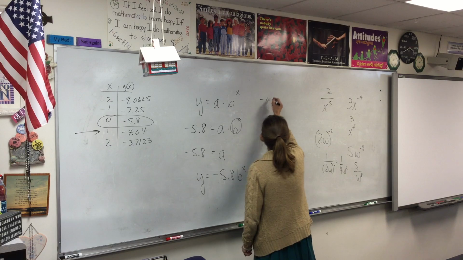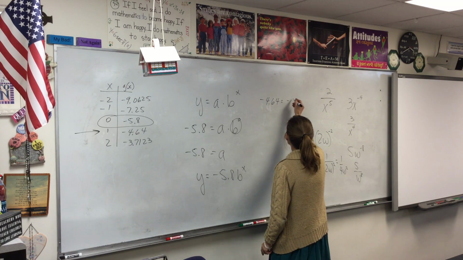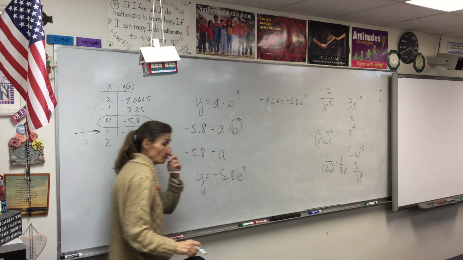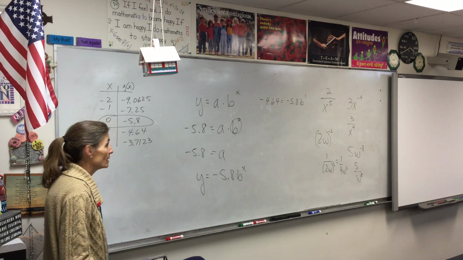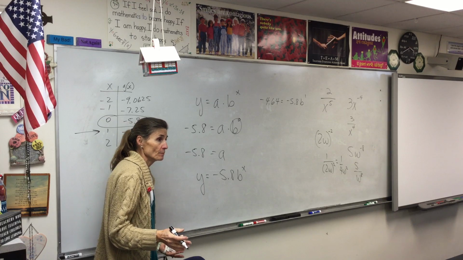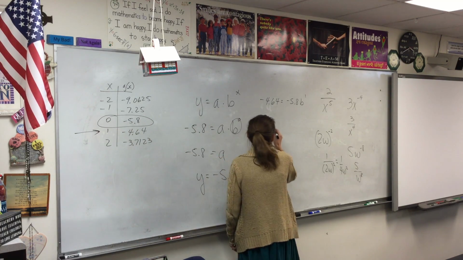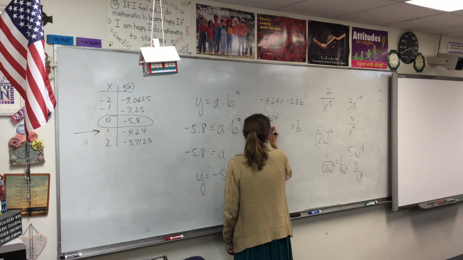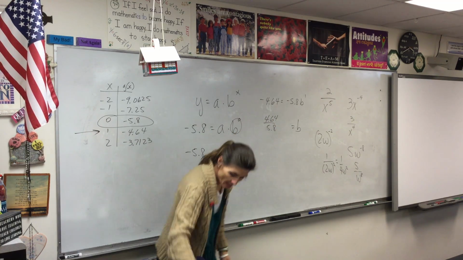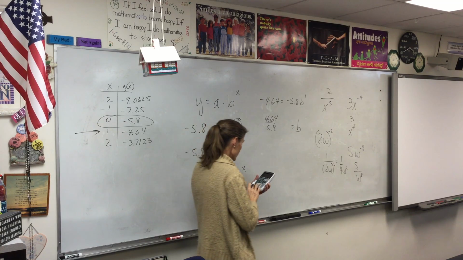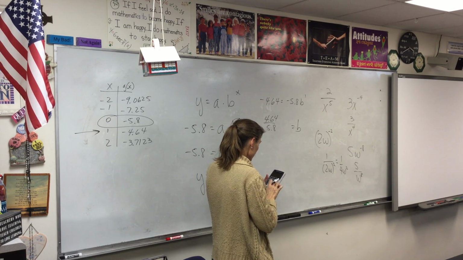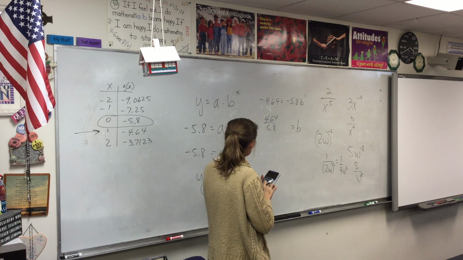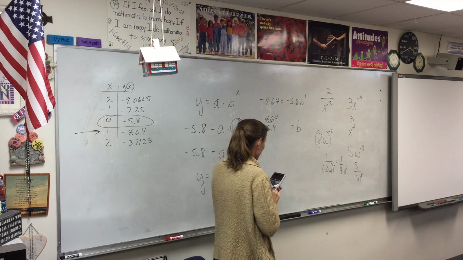So negative 4.64 equals negative 5.8 b to the first. Now, what's b to the first? b. So to get b, I just need to divide. I'll use my calculator, and hopefully that works out to be something not too bad. Oh, 0.8.